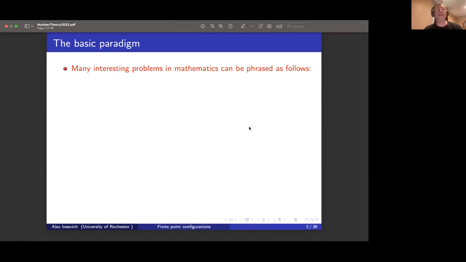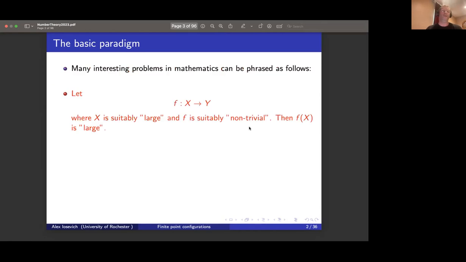Okay. All right, so many problems in mathematics can be phrased in the following extremely general way. You have a function from space X to space Y, and space X is suitably large, where I'm being deliberately imprecise about what that means. And the function F is suitably non-trivial. Then the image F of X is large. Many problems, not only in mathematics, but especially perhaps in theoretical computer science, can be viewed through that lens.